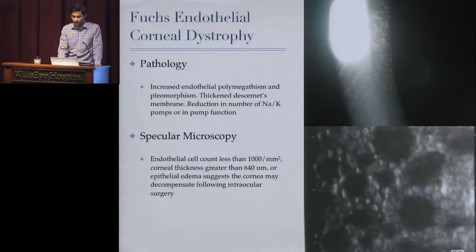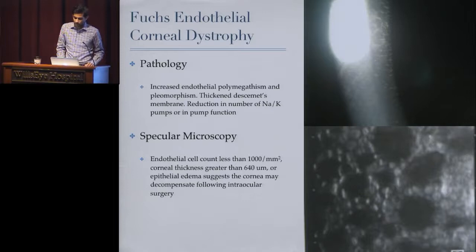And then a little bit about specular. So if you do a specular on someone with Fuchs, you'll get something that is known as increased polymegathism and increased pleomorphism, meaning corneal endothelial cells are supposed to be the same size and the same shape. So if you have increased polymegathism and pleomorphism, there's an increase in the difference in the size of the cells and in the shape of the cells. I'll show you a picture of this in a second.